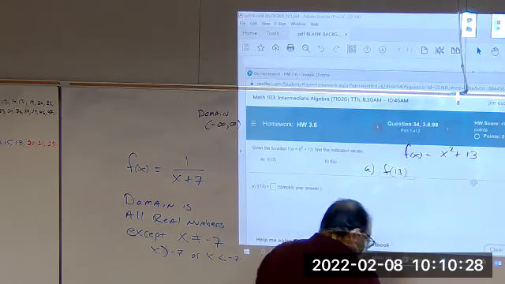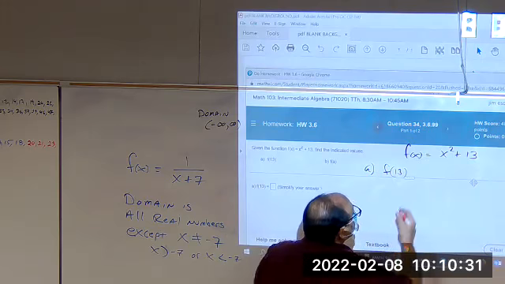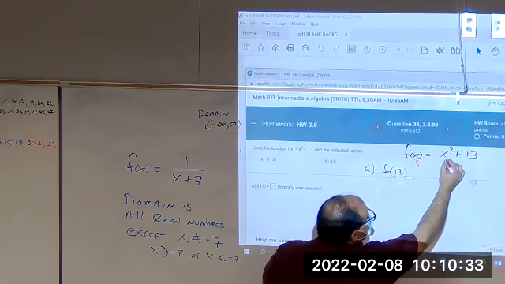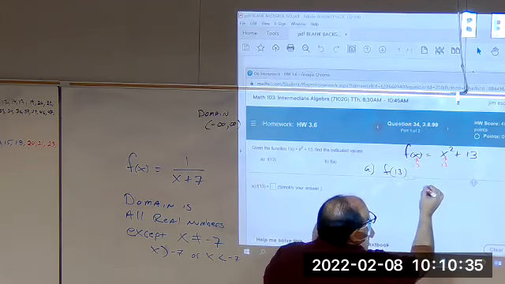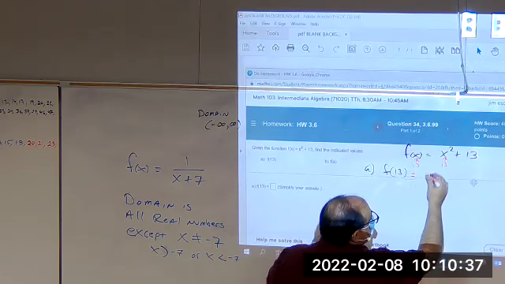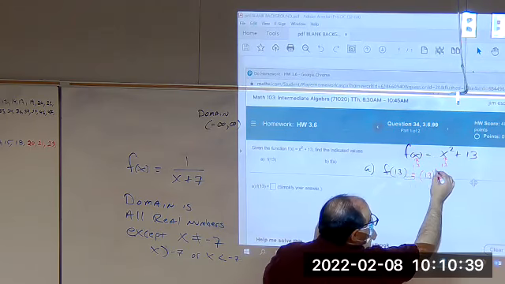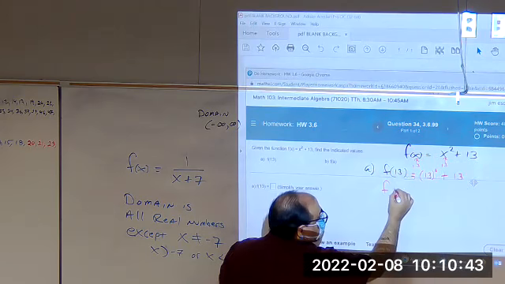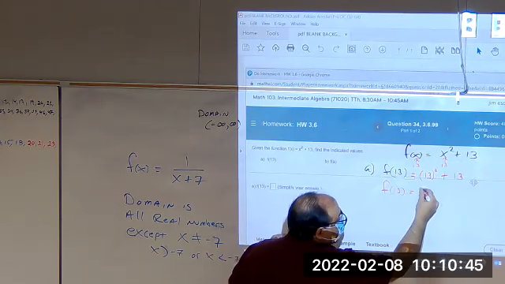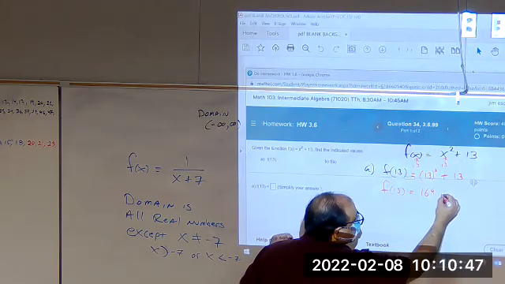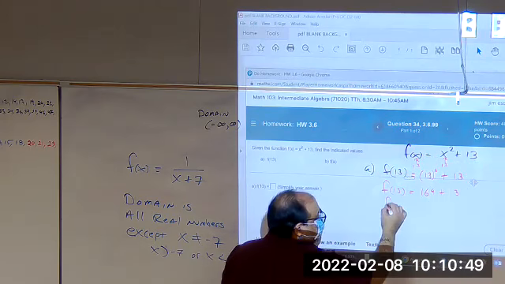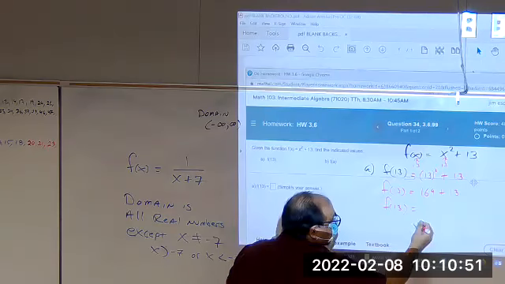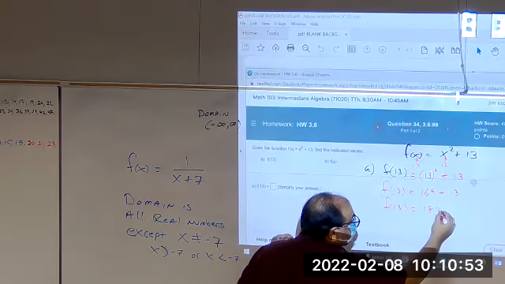So if I replace this x with a 13, then this x gets replaced with a 13. So whatever goes in for x, you're going to square it, and then you're going to add 13 to it. So f of 13 would be 169 plus 13. So f of 13 is equal to 182.